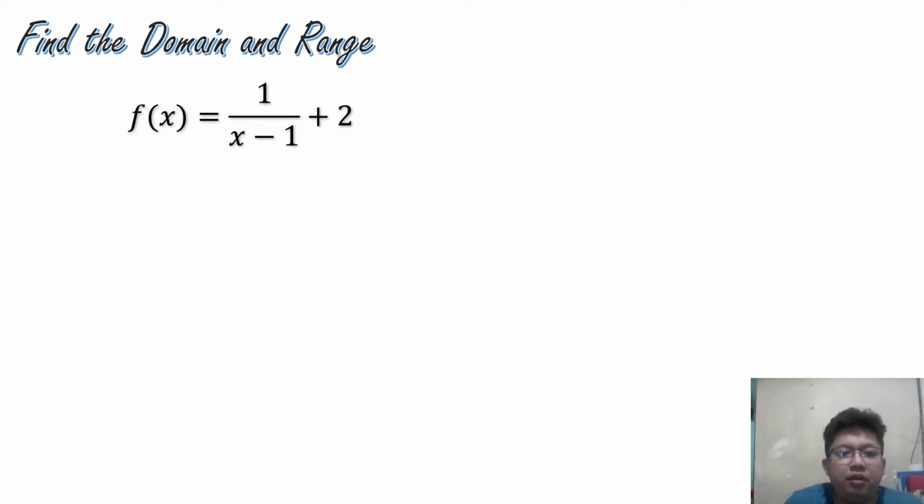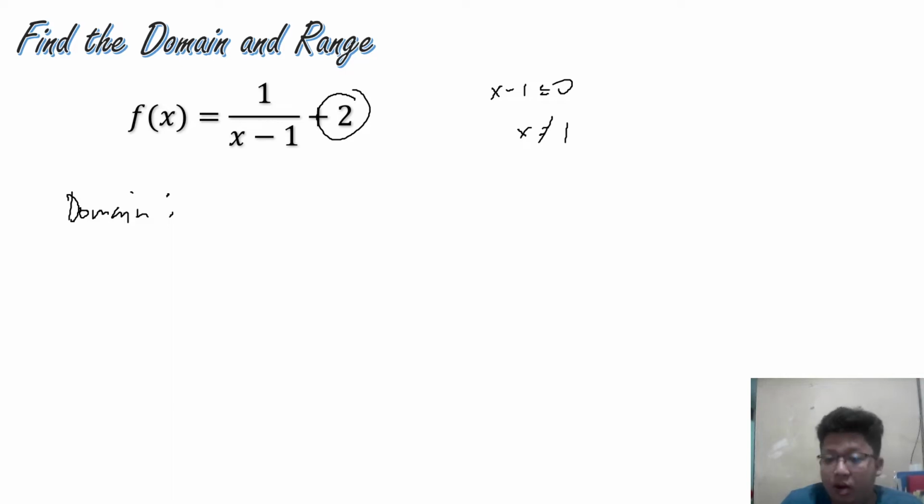For example, in finding the domain, we need to look for a value of x, or any variable, that is in the denominator. So here, we can see that we have a denominator of x minus 1. So we can say that the domain is, first, let's equate it to 0. Therefore, x should not be equal to 1.